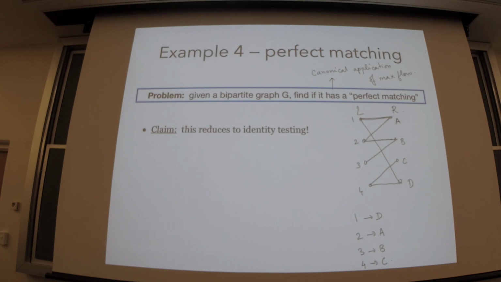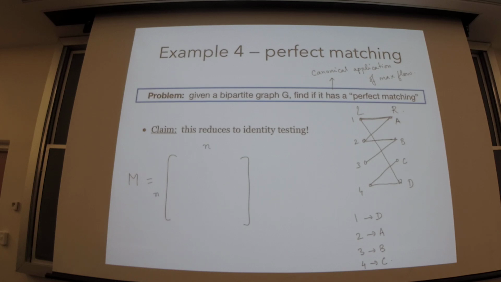So what I would like to show is that you can actually reduce this problem of finding if a graph has a perfect matching to identity testing. This will be a cool reduction. So I'm going to show it. Okay, so think about it. Let's say you construct a matrix M where you have n.